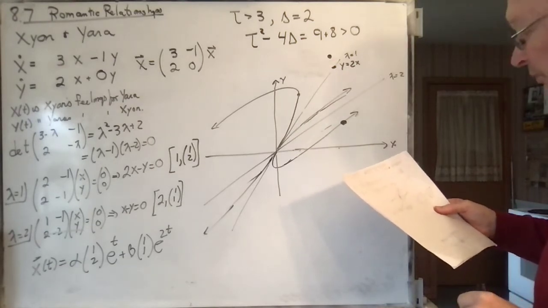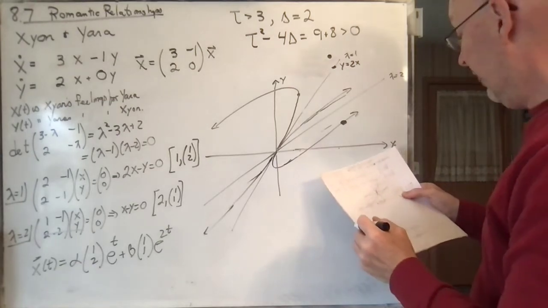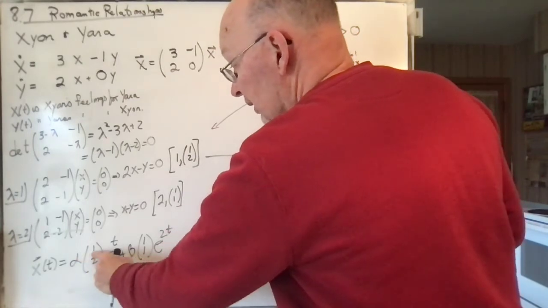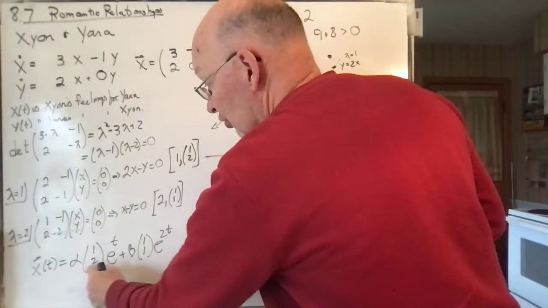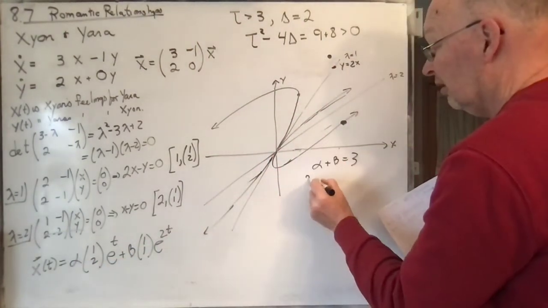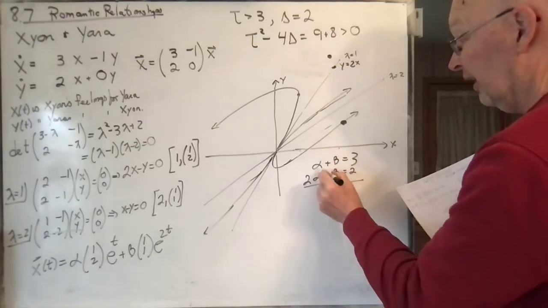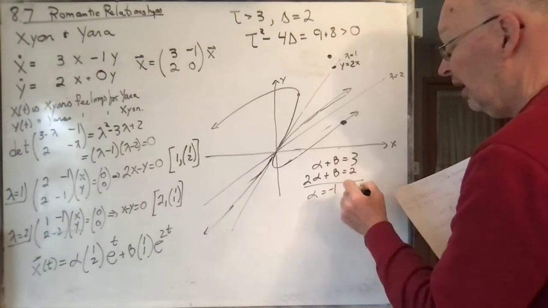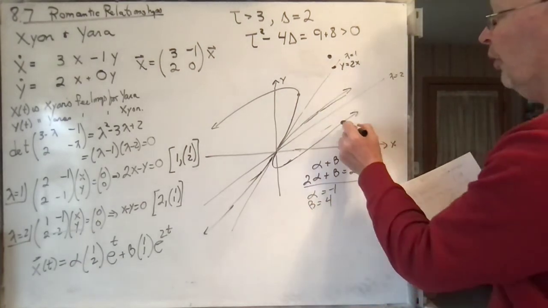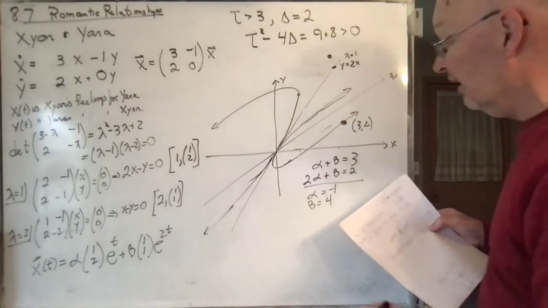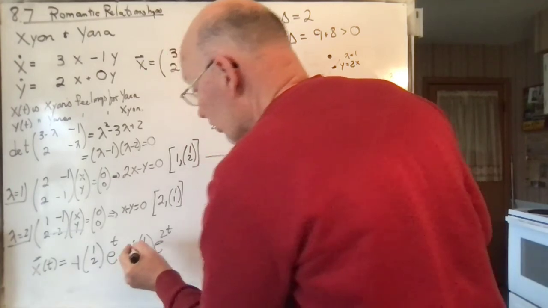If the initial condition is at the point 3, 2, then at time equal to 0 you're going to get alpha plus beta is equal to 3, and you're going to get 2 alpha plus beta is equal to 2. Then you can subtract one equation from the other, and this minus this, these go away, so alpha is equal to -1. As soon as you get alpha is equal to -1, then you get beta is equal to 4. And so you're starting at this point right here, which is the point 3, 2, and alpha is -1 and beta is 4, which is a positive number.